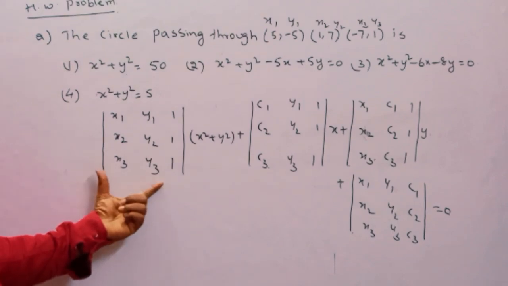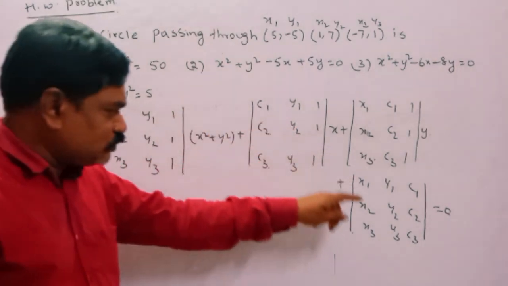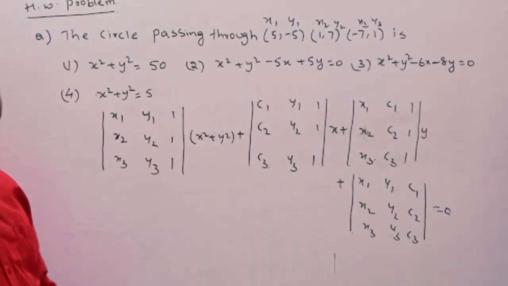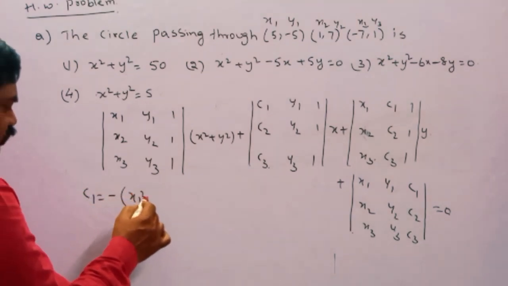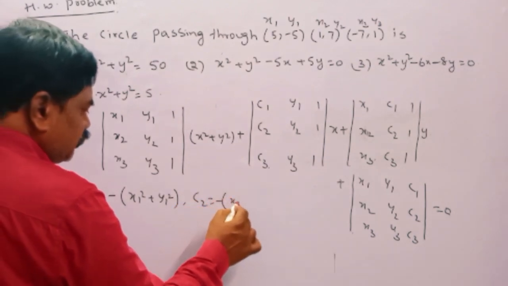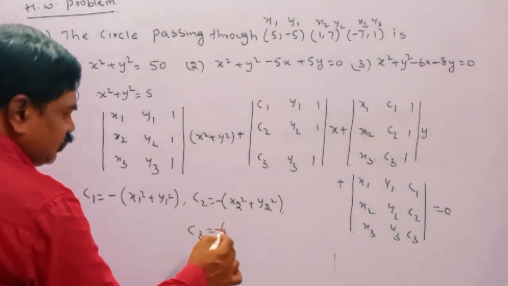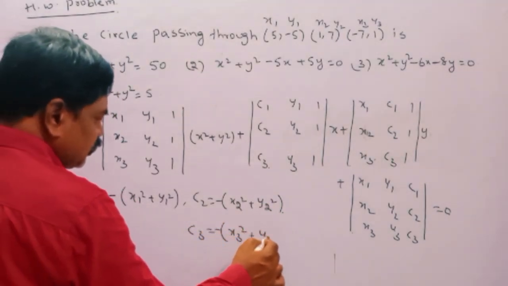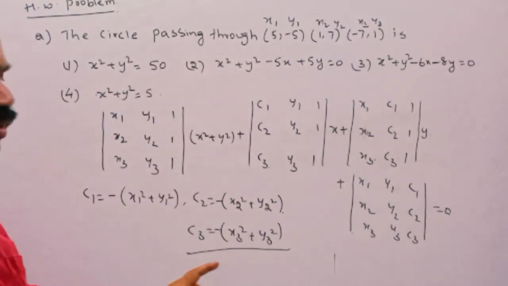So you have to find these four determinants. Then you have to substitute the values here. Then you will get the circle equation. Here C1 is equal to minus of x1 square plus y1 square, and C2 is equal to minus of x2 square plus y2 square, and C3 is equal to minus of x3 square plus y3 square. From this, we have to find the circle equation. This is the hint, so you can easily find out the circle equation.